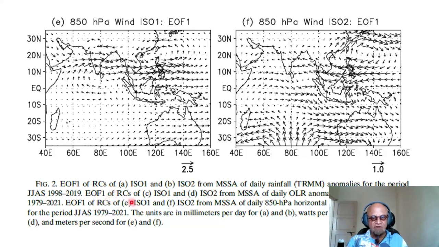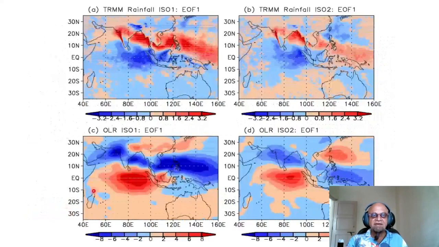So EOF1 of RCs of ISO 1 and ISO 2 from MSSA of daily OLR anomalies, also a different period, 1979 to 2021, but you get the idea that you have EOF1, ISO 1, ISO 2 and OLR ISO 1 and ISO 2. Obviously, when you have high rainfall, you have low OLR. Remember, cloud top temperatures colder, or OLR lower. So you have clearly this equatorial Indian Ocean or tropical Indian Ocean and the monsoon region out of phase relations, both in OLR and rainfall.